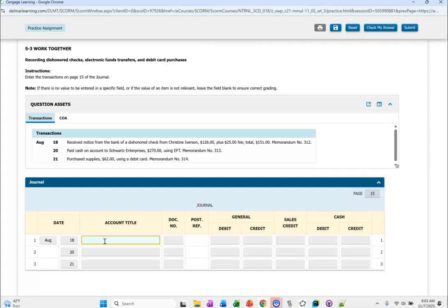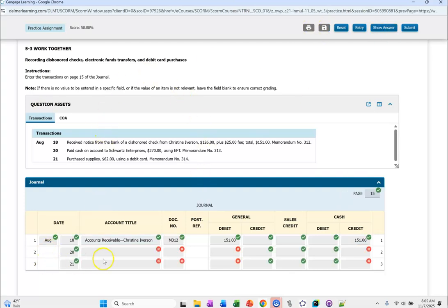What is this here? This is accounts receivable, Christine Iverson. Memorandum is M312. And this was a debit to the general 151 and a credit to cash 151, I think. Good. Okay. Everybody's good so far?